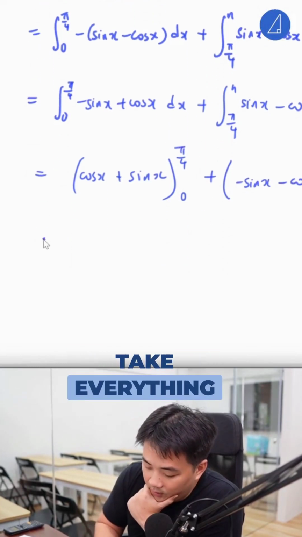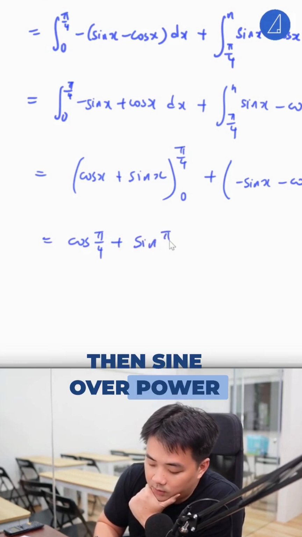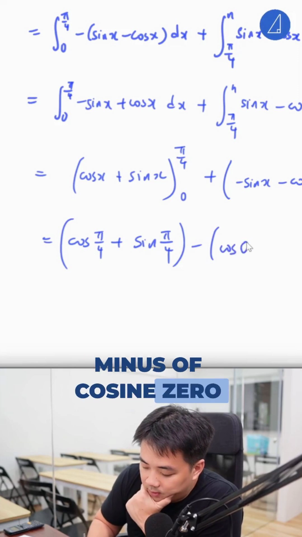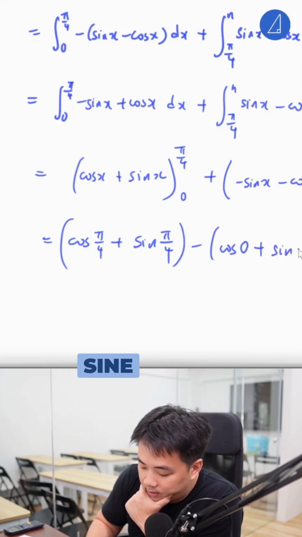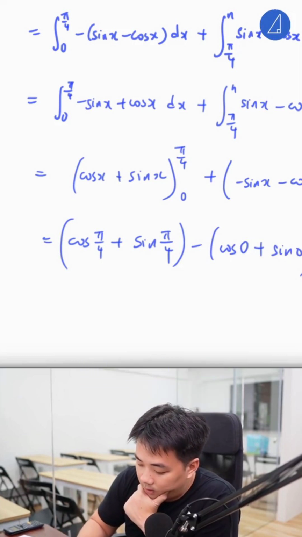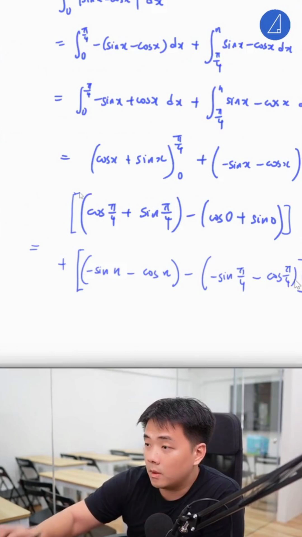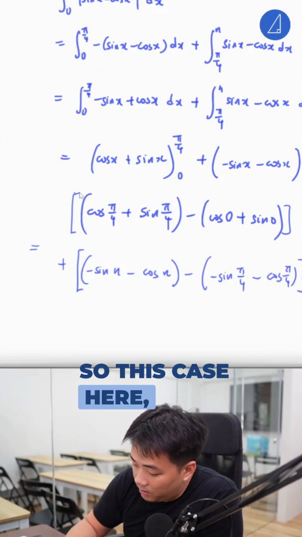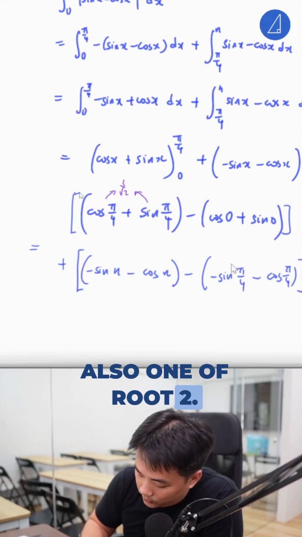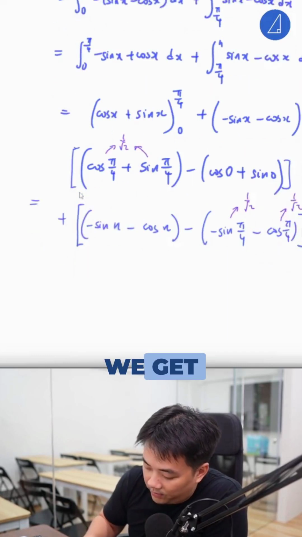So we just substitute everything in. Cosine of pi over 4 is 1 over root 2, and sine of pi over 4 is also 1 over root 2. Cosine 0 will be 1, and sine 0 will be 0. So substituting everything in, we get 1 over root 2, 1 over root 2, 1 over root 2, and also 1 over root 2. We have everything there.